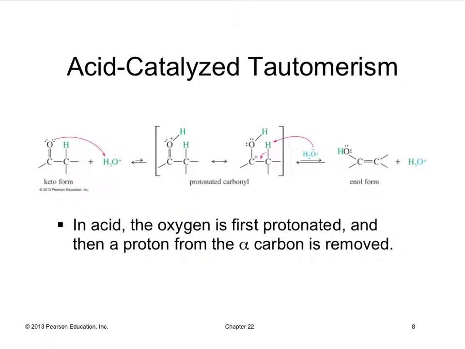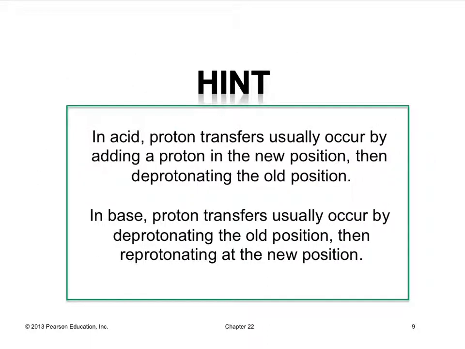In terms of acid catalyzed tautomers, you can have first protonation of the keto form that will allow then the electrons to move and have a positive charge over here, so that you have a protonated carbonyl, and then the water will pluck it off, forming the enol. So in acid, proton transfers usually occur by adding a proton in the new position, then deprotonating the old position. That's important. And then in base, proton transfers usually occur by deprotonating the old position, then reprotonating at the new position.